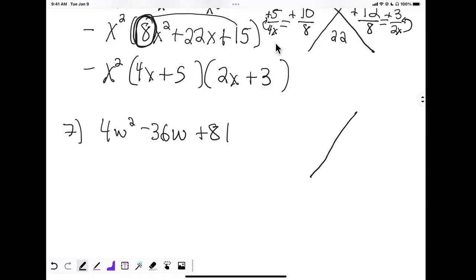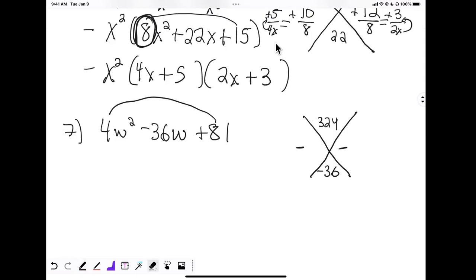But if I do that AC method, I have to multiply 81 times 4. Now that is 8 times 4 is 32, 324. Let me just check myself, make sure I'm right. 81 times 4, yeah, 324. And I have to get a negative 36 when I add them together. Okay, the only way to get that is they're both negative. A negative times a negative makes a positive, positive 324. A negative plus a negative makes a negative, negative 36. Is the only way.